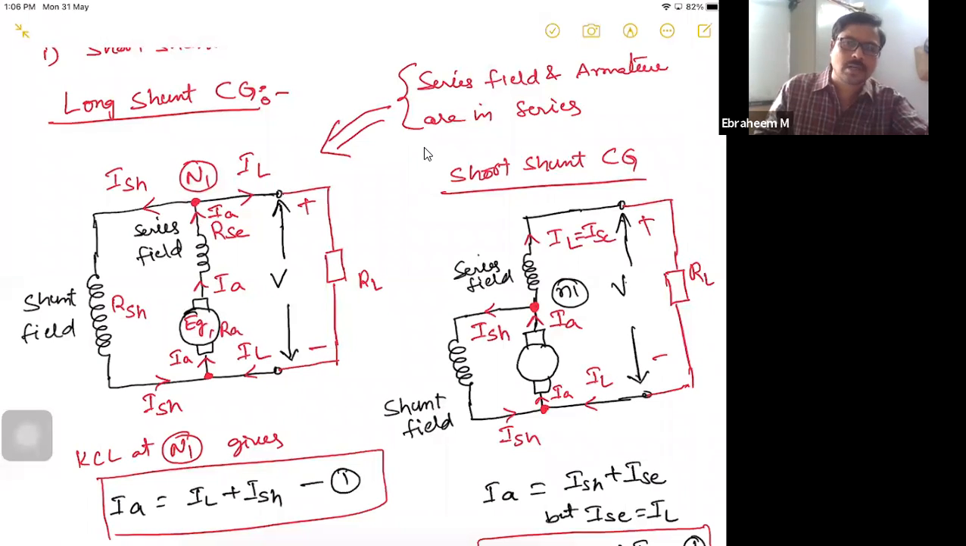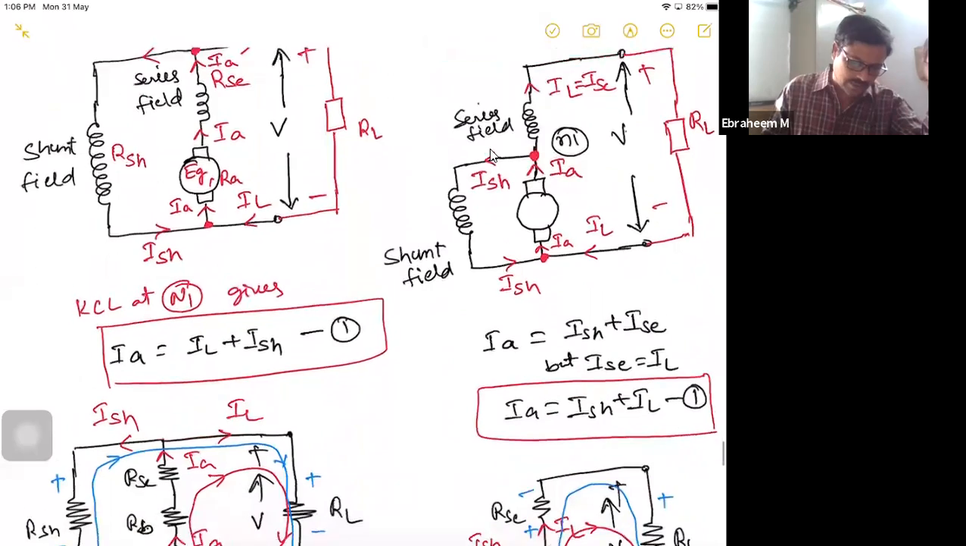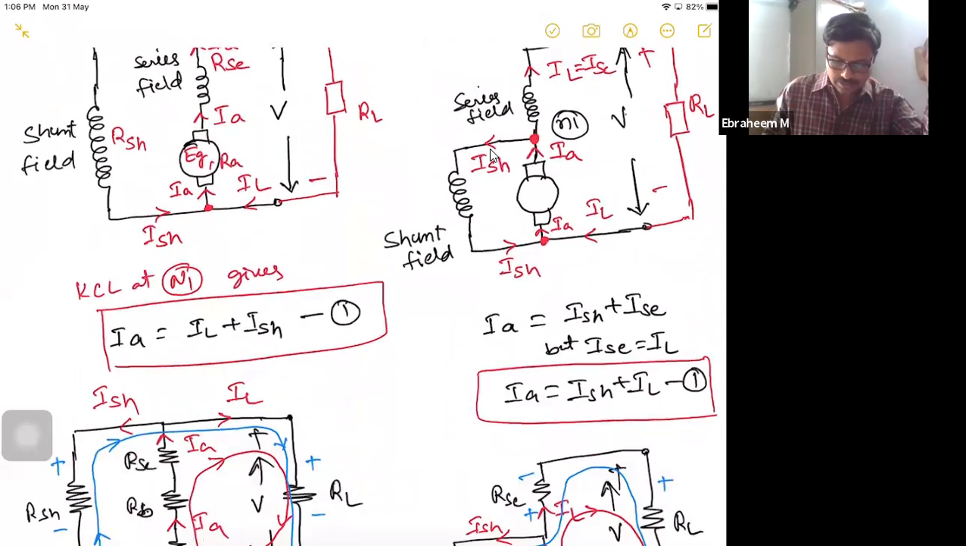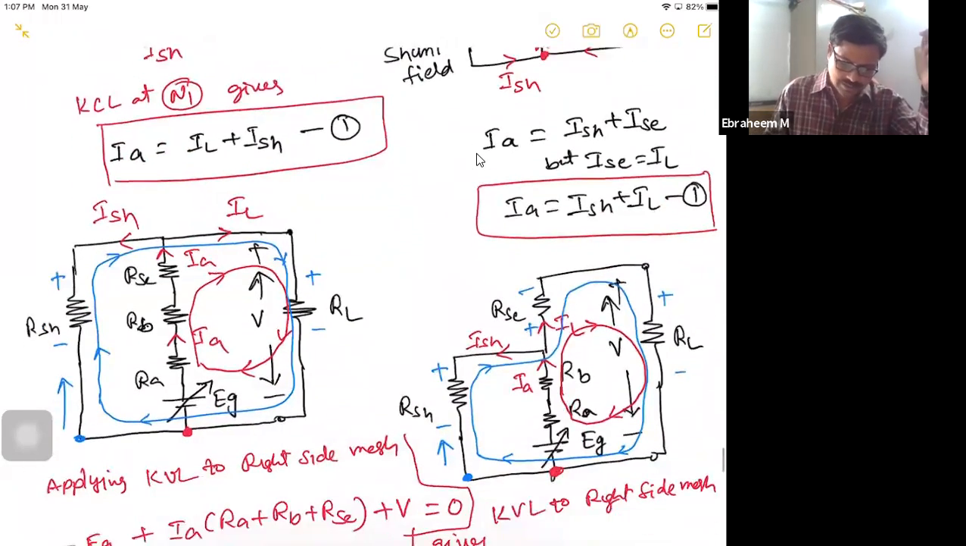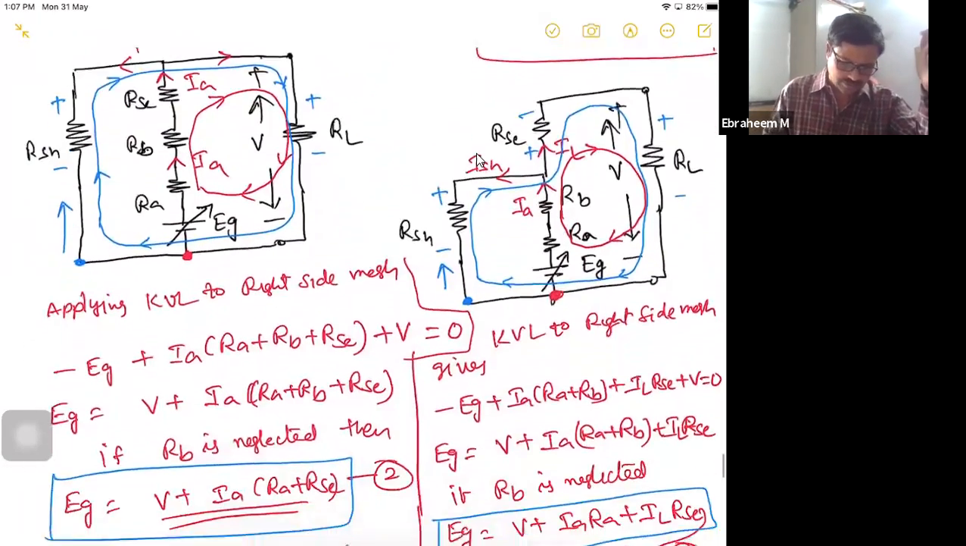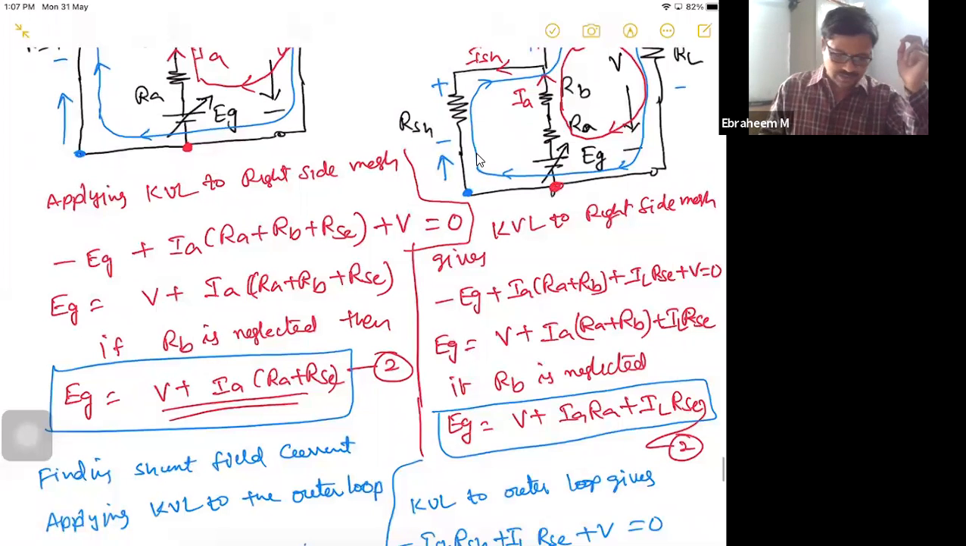These are the two compound generators: a long shunt compound generator and a short shunt compound generator. For these compound generators, we have derived current equations. You can see them on the screen. Equation 1 on the left side is for long shunt. Equation 1 on the right side is for short shunt. Both are the same, but the difference is in the voltage equations.